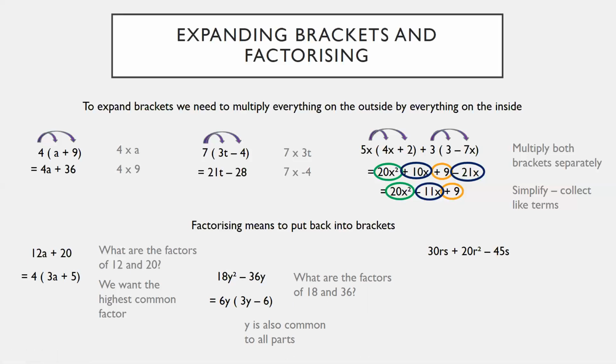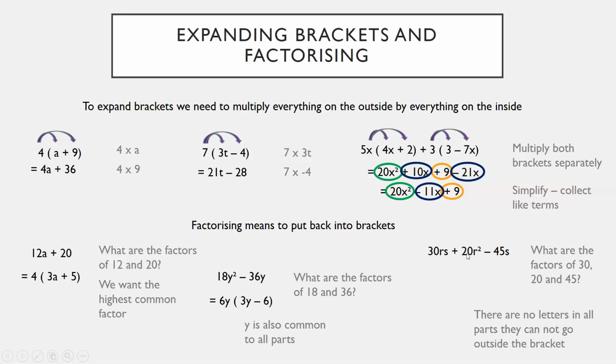And one that's a little bit longer here. Again, we just do the same thing. Factors of all 3 numbers. But this time, although we have letters with each part, we don't have a common letter throughout. So there's R on the first bit and R in the middle, but there's no R at the end. Same with the S. There's an S on the end and an S at the start, but there's no S in the middle.